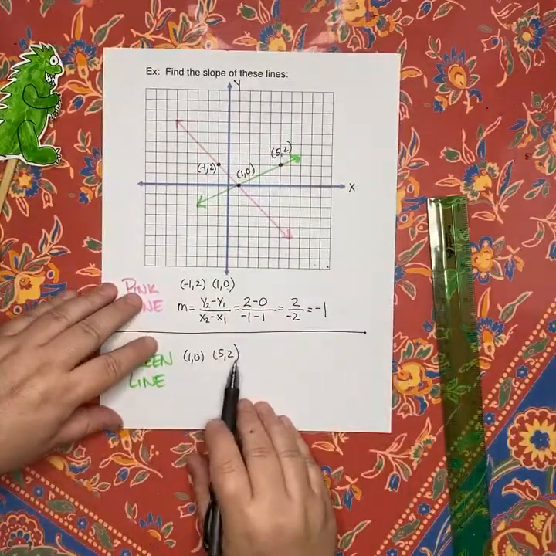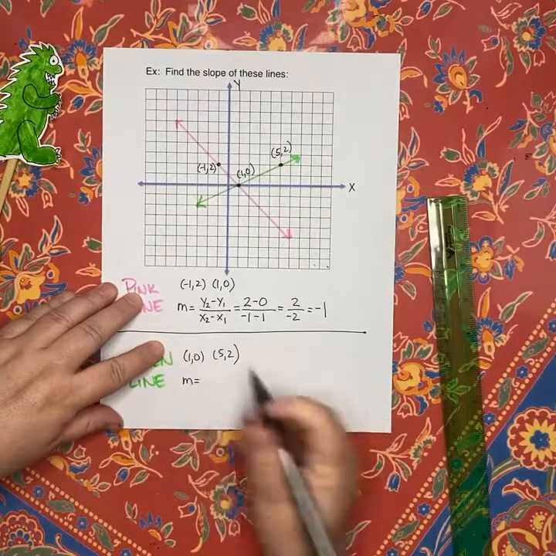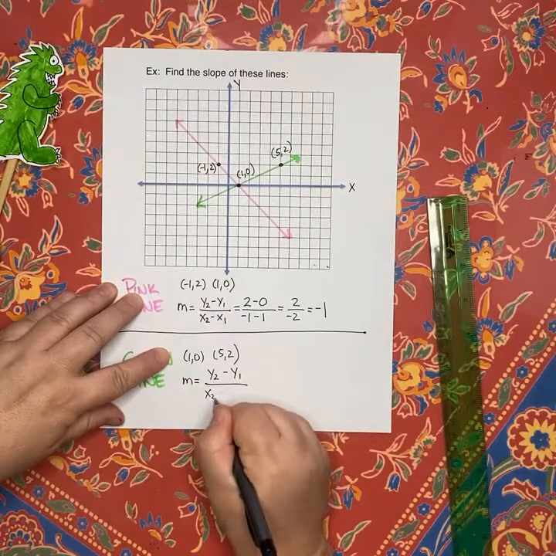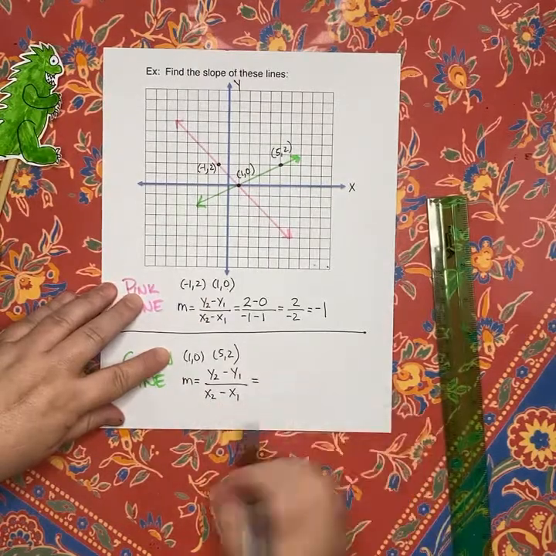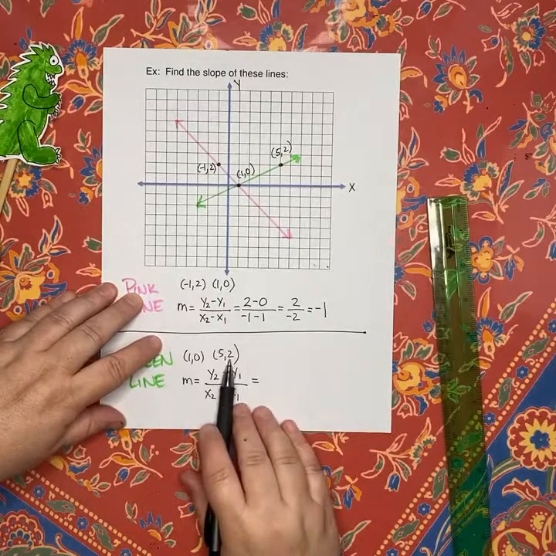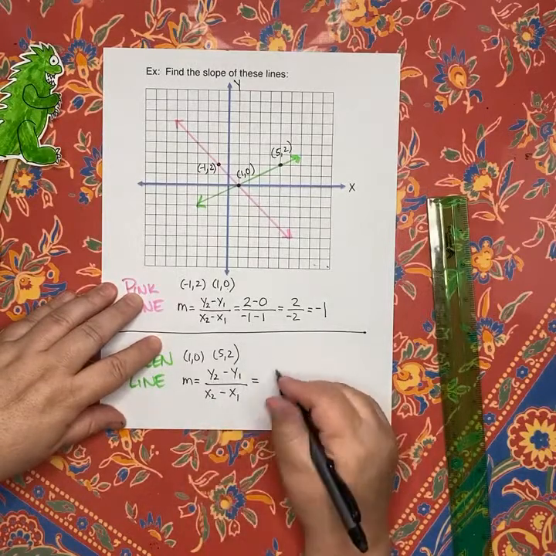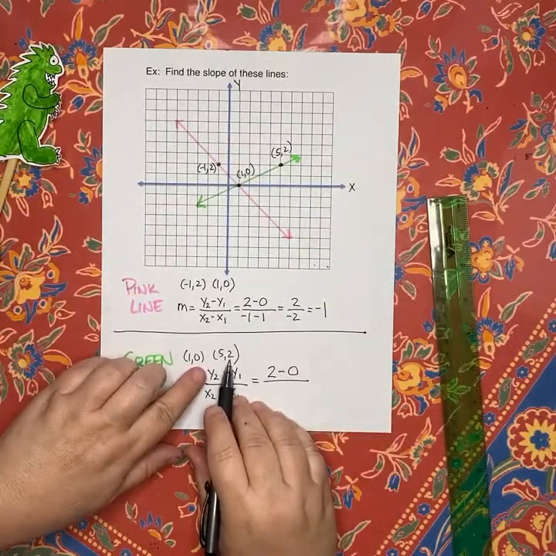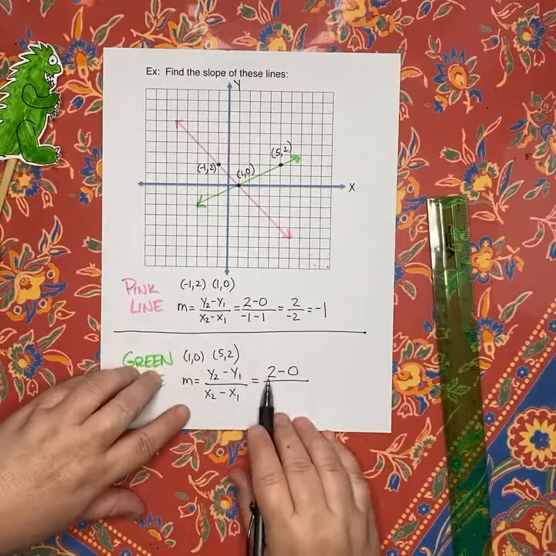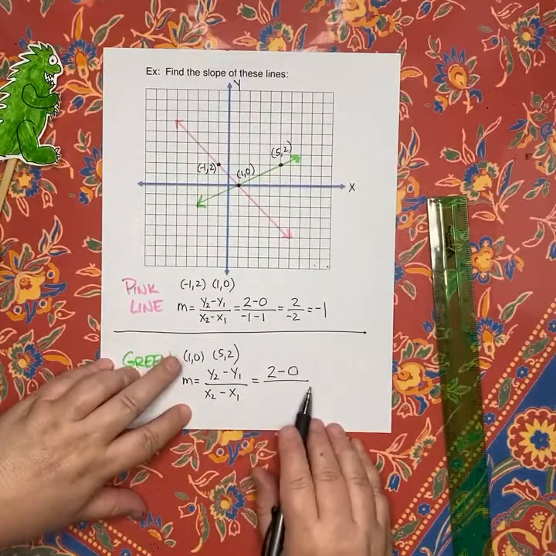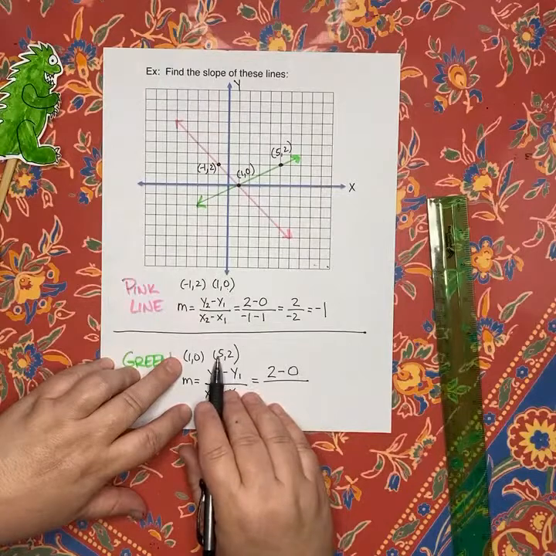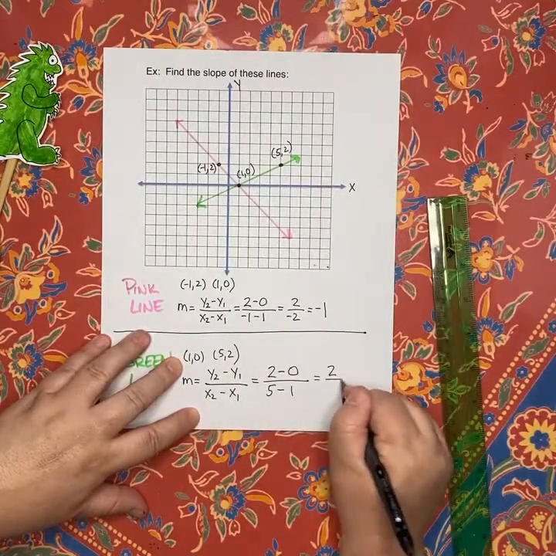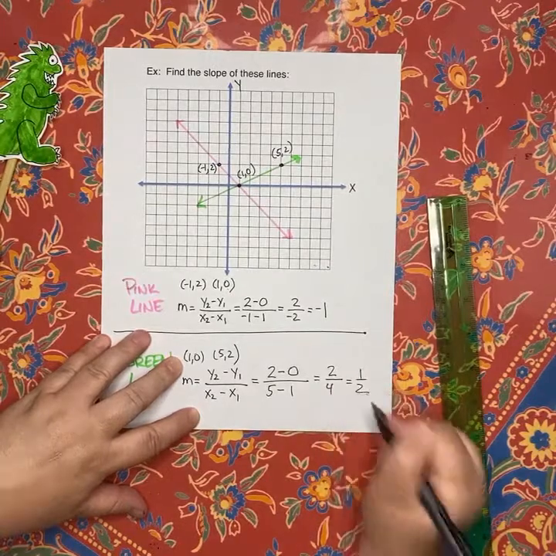Life is good. Let's look at the green line. Again, I've got these 2 points. Slope is y2 minus y1 all over x2 minus x1. Again, I have to pick one of these to be y2. I'm going to pick this one because it's bigger. So I'm going to do 2 minus 0, the difference in the y's. And then I'm going to take the difference in the x's. I have to start with the matching one there, 5 minus 1. Let's see, this is 2 over 4, so that's 1/2.